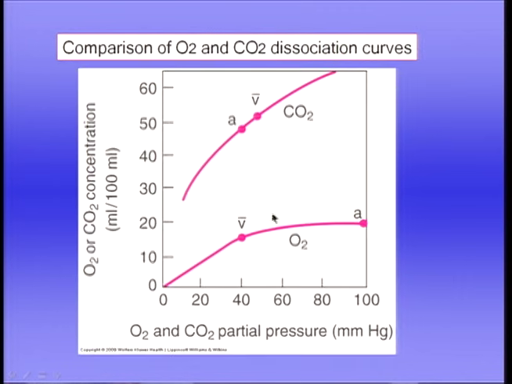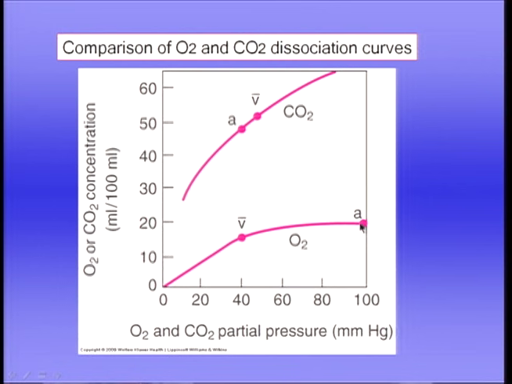Let's have a last look at the oxygen and CO2 dissociation curves. We've got them both on the same axes here, and immediately you can see that the CO2 dissociation curve is much more linear and it's much steeper than the oxygen dissociation curve. One of the results of that is that the difference in partial pressure between the arterial and the mixed venous blood is very much less for CO2 than it is for oxygen.